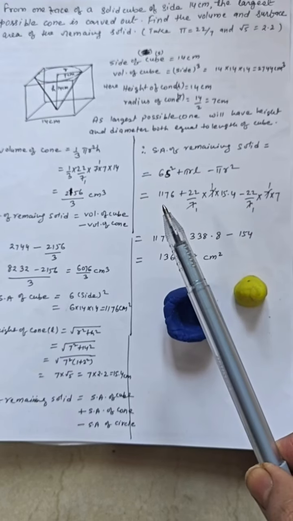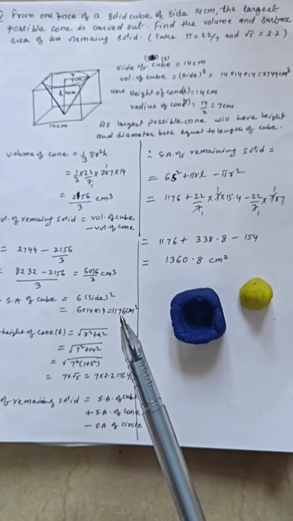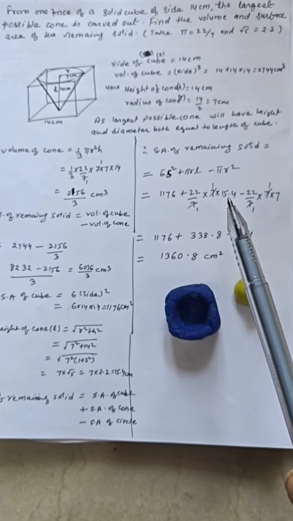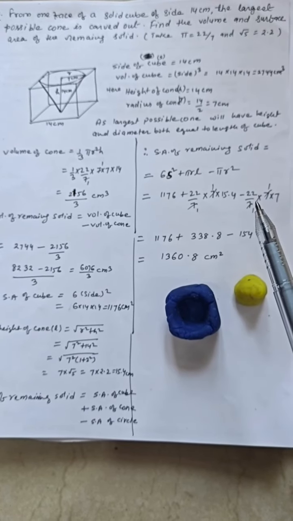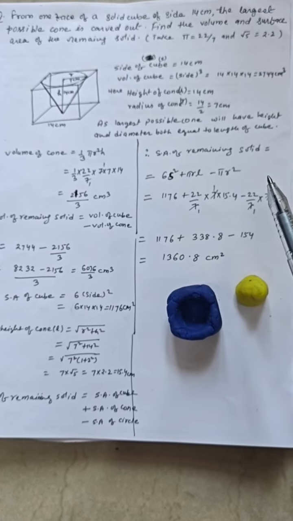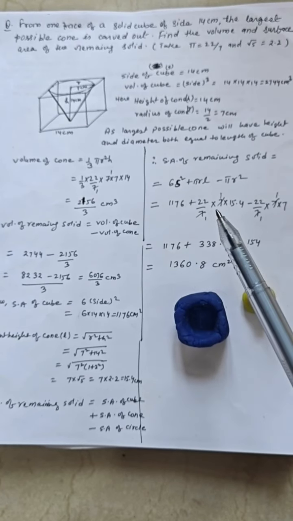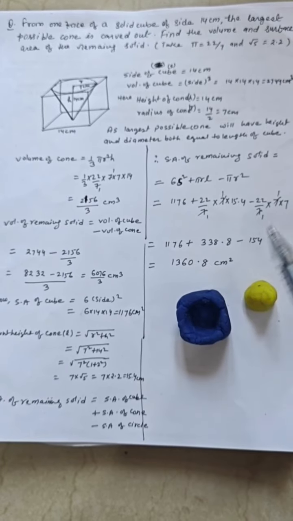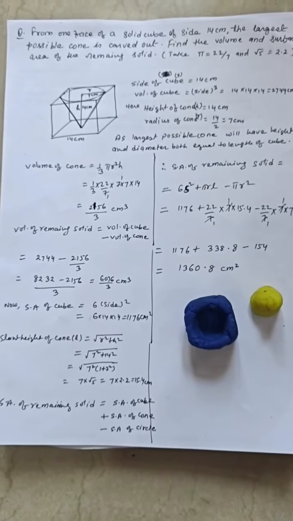6 into side square, that you have already calculated, 1176 centimeter square. Pi r l is 22 upon 7 into 7 into 15.4, minus 22 upon 7 into 7 into 7, that is minus pi r square. So when you solve this, 7 gets cancelled, here also 7 gets cancelled. After simplification you will get this. Okay, thank you.